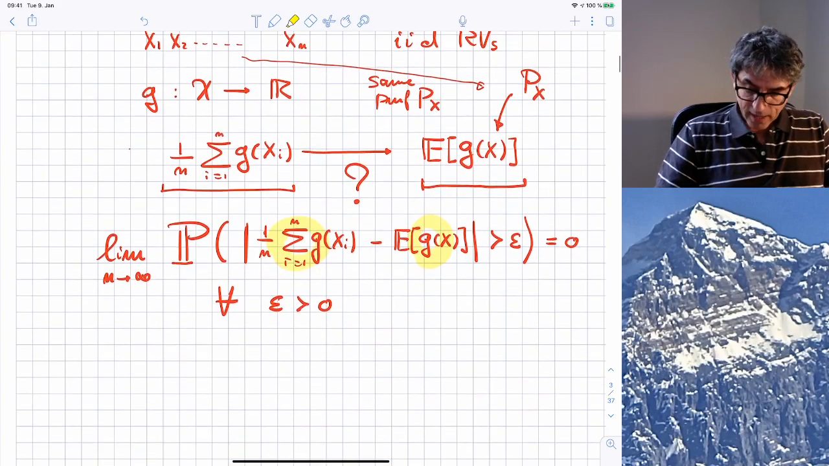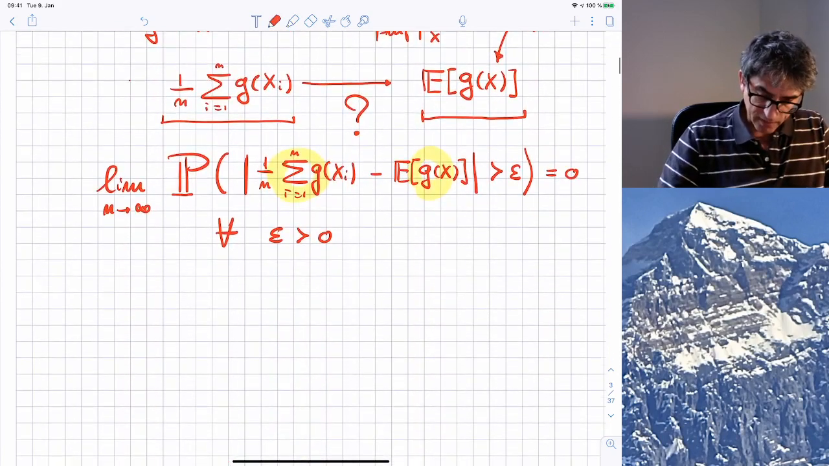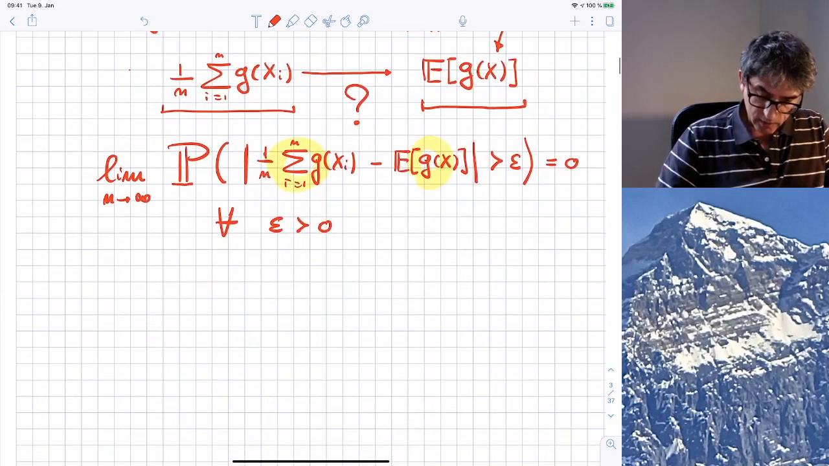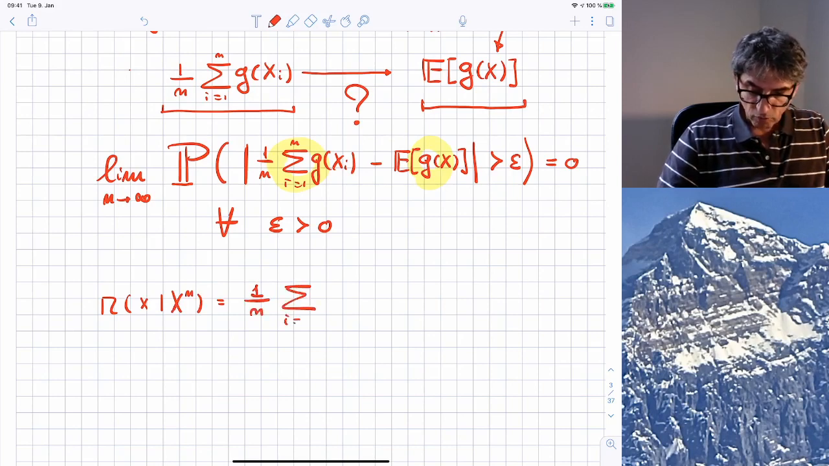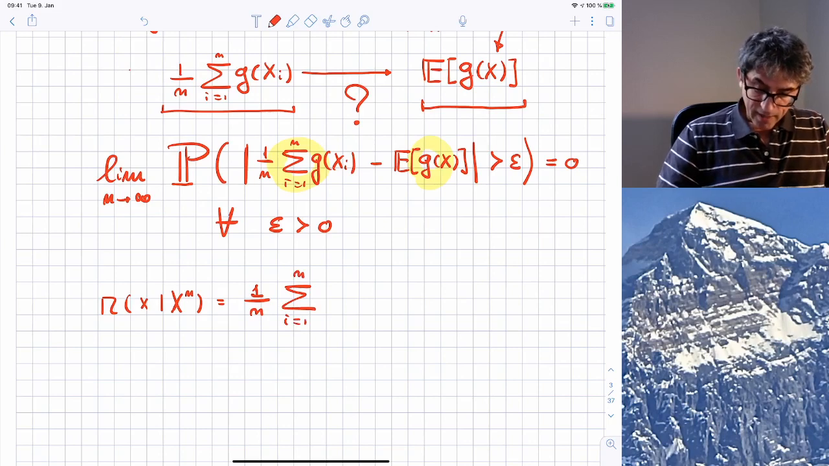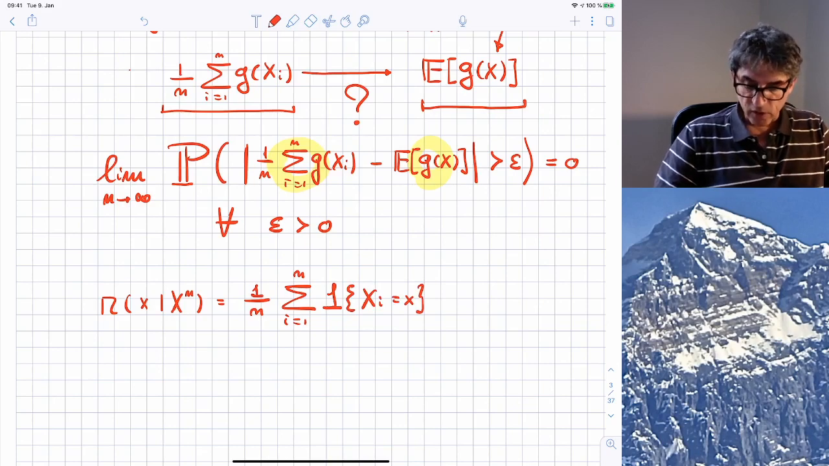And it turns out that the empirical frequencies can be written in the following way. The empirical frequency applied to a random sequence. Here x is a fixed symbol and the sequence is random. This can be written as 1 over n sum over i of an indicator function which is equal to 1 every time X_i is equal to the letter x, and of course 0 if it is not equal. So this is a counter that counts how many times X_i is equal to a fixed letter x.